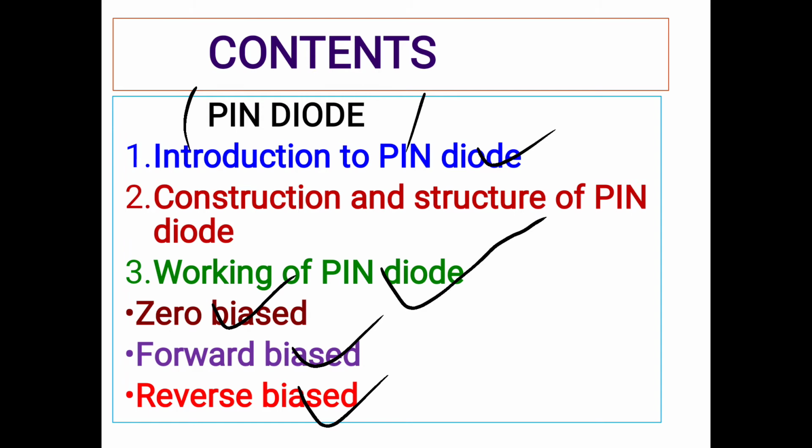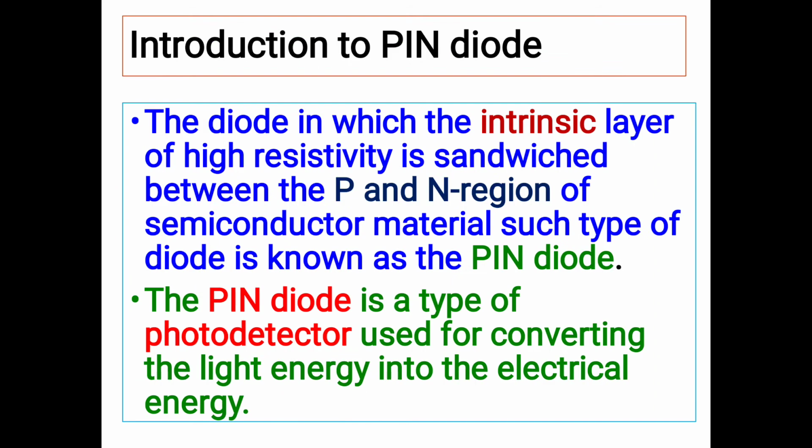So we will start with the introduction to the PIN diode. The diode in which an intrinsic layer of high resistivity is sandwiched between the P and the N region of the semiconductor material is known as a PIN diode. Why is the PIN diode named as PIN diode? Because it consists of three layers, that is P region, I region and the N region. So its name is called PIN diode.